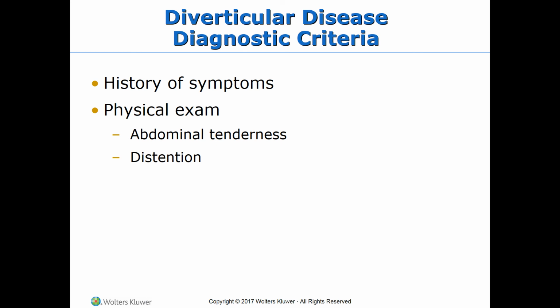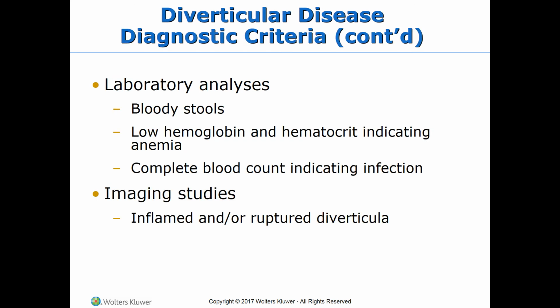Diagnosis is through history and physical examination, and the person also has to have, of course, imaging studies like ultrasound, MRI, CT scans, and colonoscopy or barium enema, sigmoidoscopy. In the lab analysis, you can have bloody stools or occult blood in the early cases. If the person has bleeding, you will have anemia, low hemoglobin levels and hematocrit, and the CBC count indicating infection, so the person will have leukocytosis.